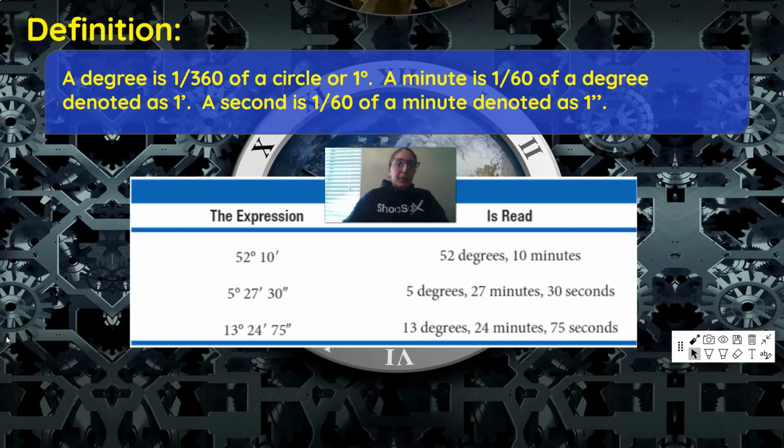So let's start off with a definition. What is a degree? A degree is just the measurement that came out of taking 1/360th of a circle, and it's denoted as 1 degree with the little circle.